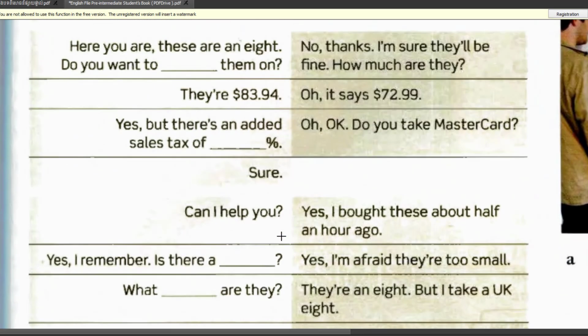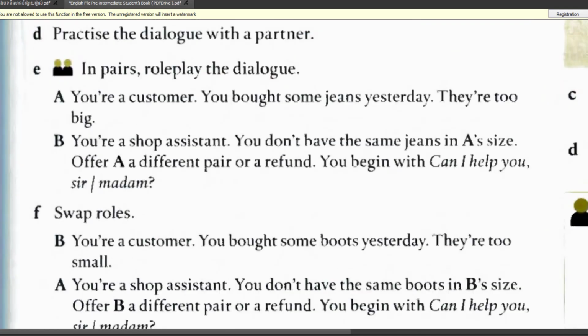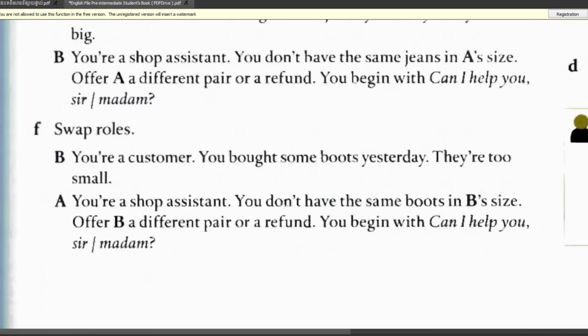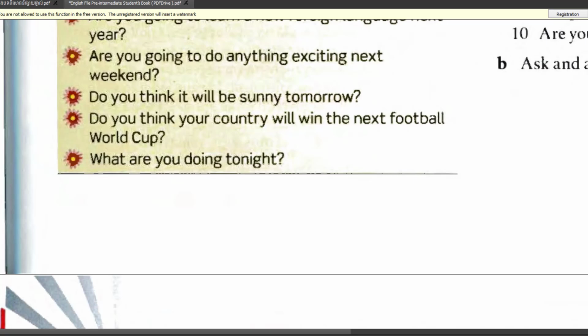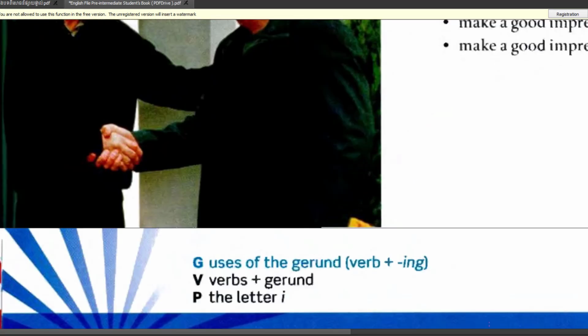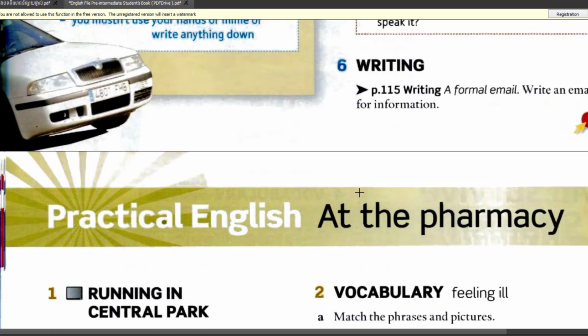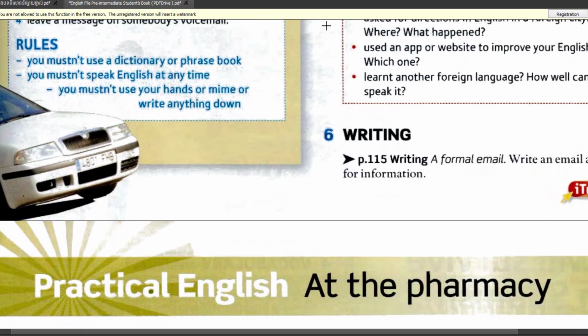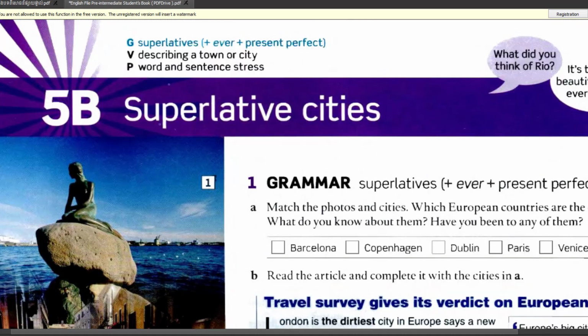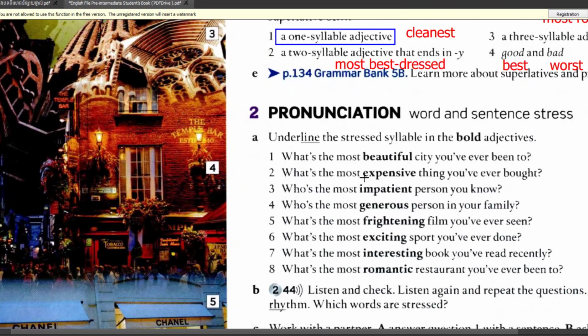What page are we on? 38? 38. Okay, 38. Thank you.